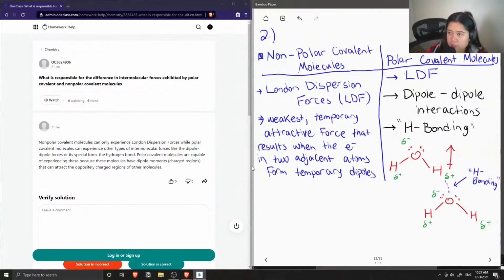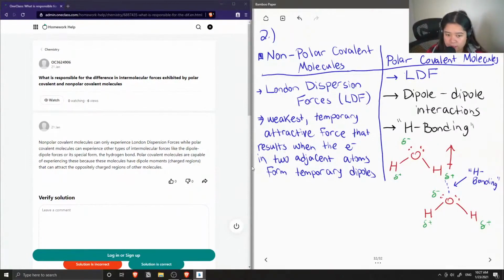So in order for hydrogen bonding interactions to take place, we need a hydrogen being connected to an electronegative atom, such as oxygen or fluorine. And because of this, it creates that partially positive, partially negative side. And we also need another molecule of hydrogen being bonded with another electronegative atom for those two sides to be attracted to each other.